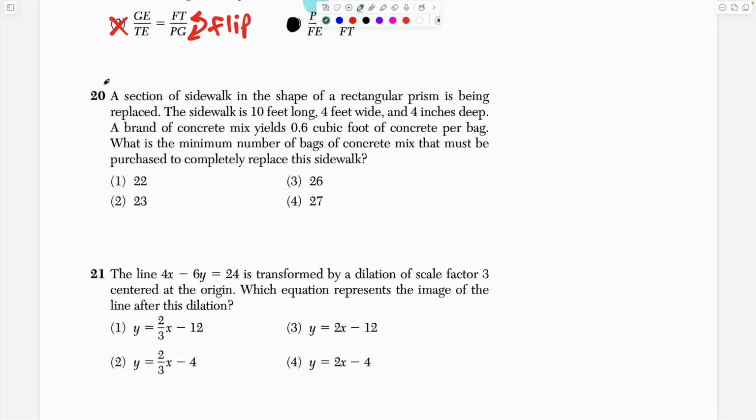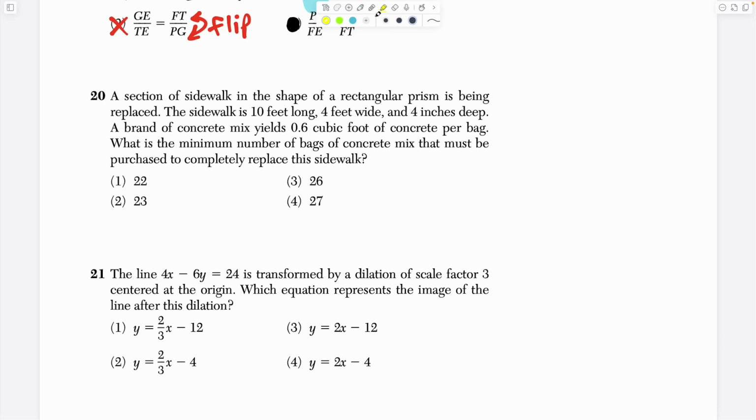Choice 4. Question 20: A section of sidewalk in the shape of a rectangular prism is being replaced. The sidewalk is 10 feet long, 4 feet wide, and 4 inches deep. A brand of concrete mix yields 0.6 cubic foot of concrete per bag. What is the minimum number of bags of concrete mix that must be purchased to completely replace this sidewalk?